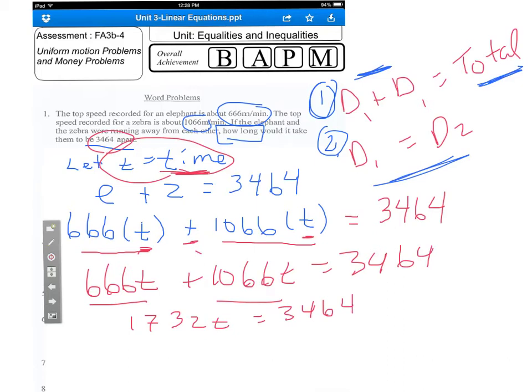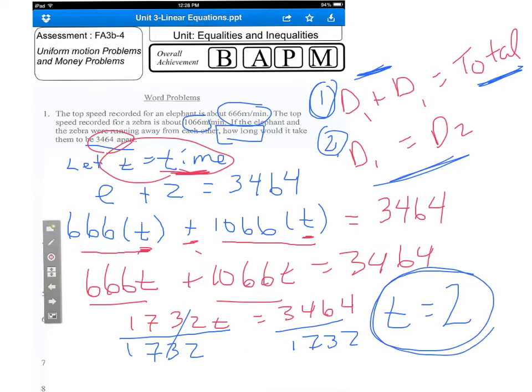To solve for t, I'll divide by the coefficient, and 3,464 divided by 1,732 is 2. So it takes 2 minutes for them to get that far apart.